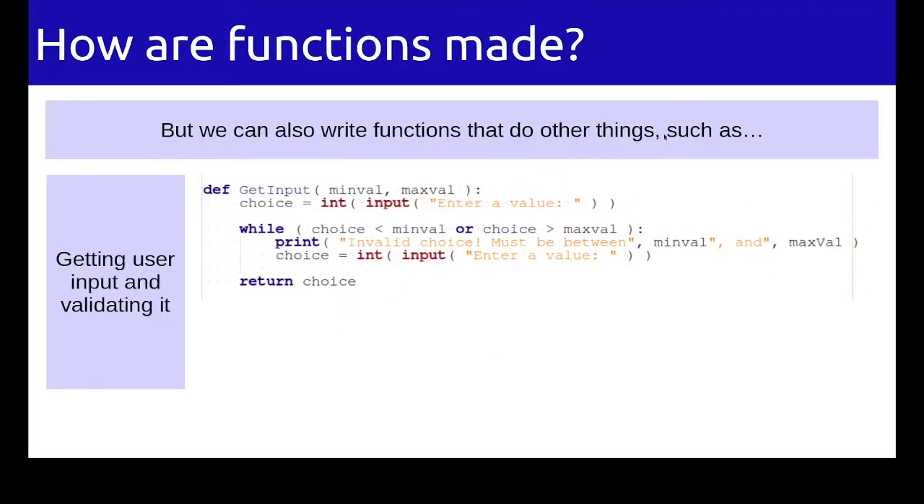We can also write a function to get the user input, just like that pseudocode. So we define a function named getInput. It takes in a minimum value and a maximum value as the inputs. We have a choice variable inside. We ask the user to enter a value, and it's an integer. Then we do a loop while the choice is less than the minimum value, or the choice is greater than the maximum value. Then we'll display an error message and ask them to re-enter their selection. Then once the while loop is done, we return their choice. So this function gets some valid input, and we only need to write it one time, and then we can use it everywhere in our program.